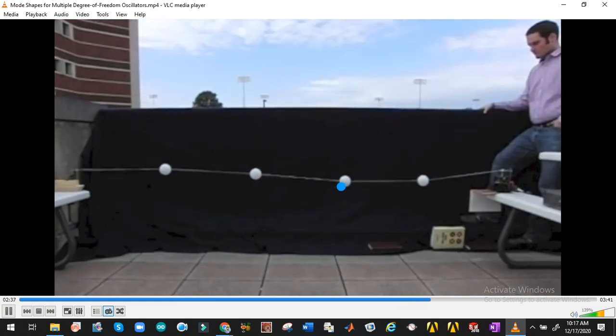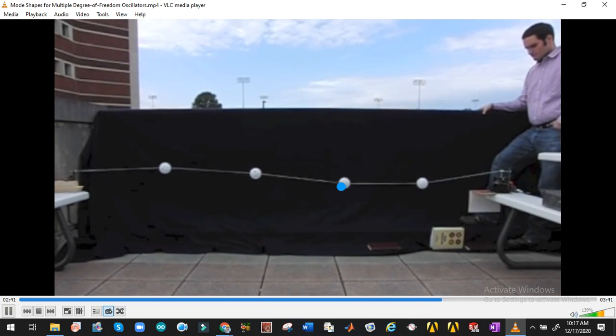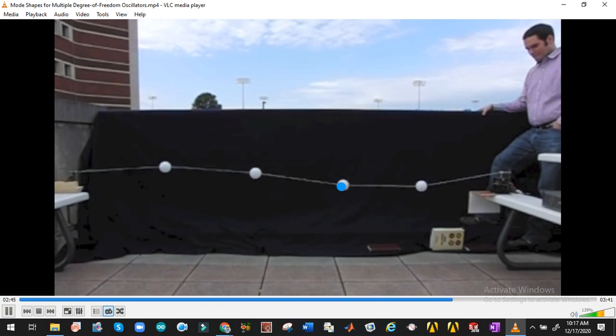In the second natural mode, there's a node at the very center of the system, and the two halves of the system, the right half and the left half, move in opposite directions.